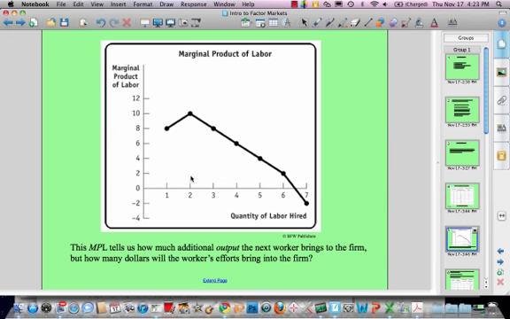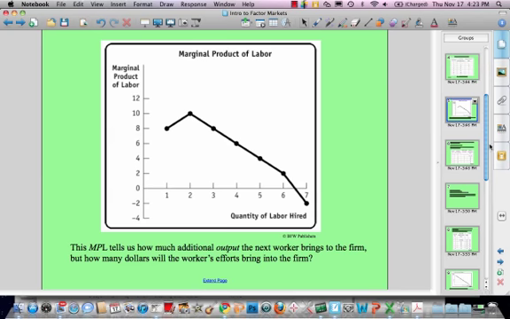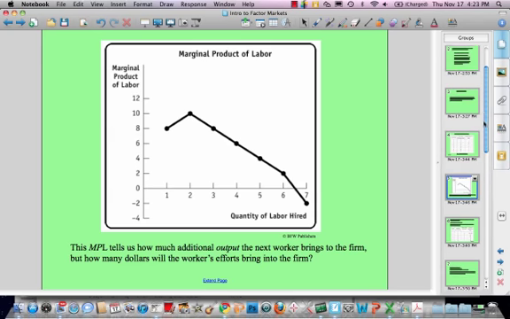So this marginal product of labor tells us how much additional output the next worker brings to the firm. But how many dollars will the worker's efforts bring to the firm? That's the next step we're going to take in this, and this is one of the new things that we'll learn this evening. So let's head to the next slide.